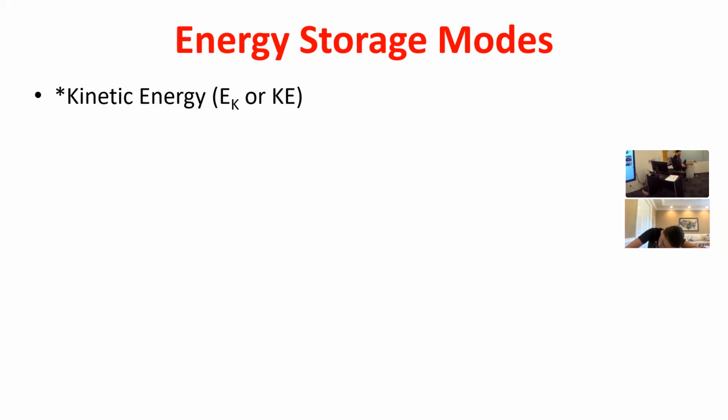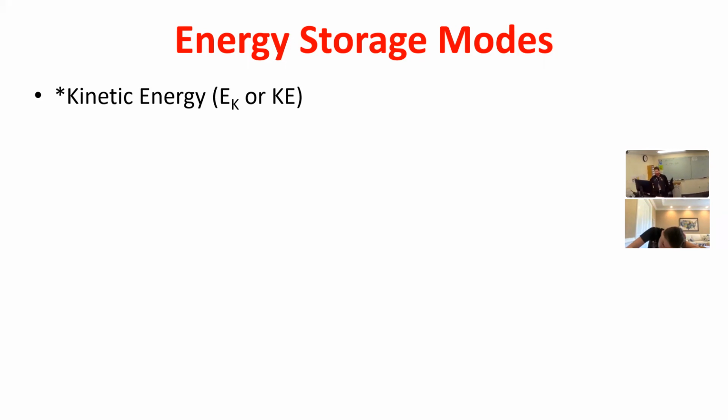So the first one, and you've probably heard of the terminology before, is kinetic energy, and you might see it abbreviated a couple different ways. The two most common ones are E with a subscript K. In other words, that'd be like energy that's kinetic. Or I tend to generally just write KE for kinetic energy. Both are fine. You can use either one, and you'll probably see both here and there on different worksheets and such.